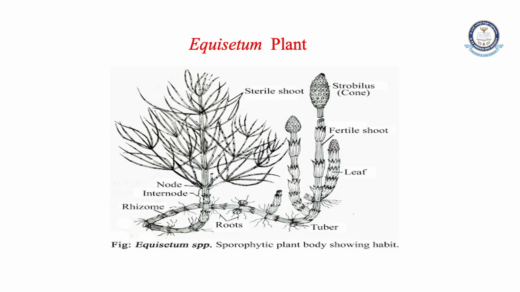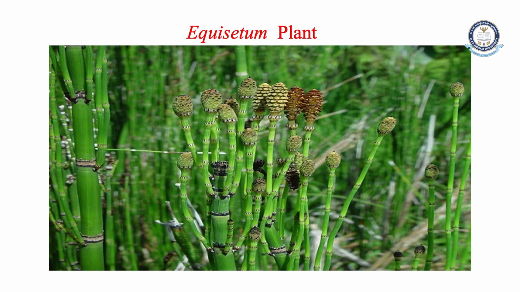Generally in Pteridophyta the plant body is a sporophyte, and this plant also shows root, stem, leaves, and fertile and sterile branches. This is the natural plant. These are the fertile and sterile branches. Now, coming to the occurrence and distribution.